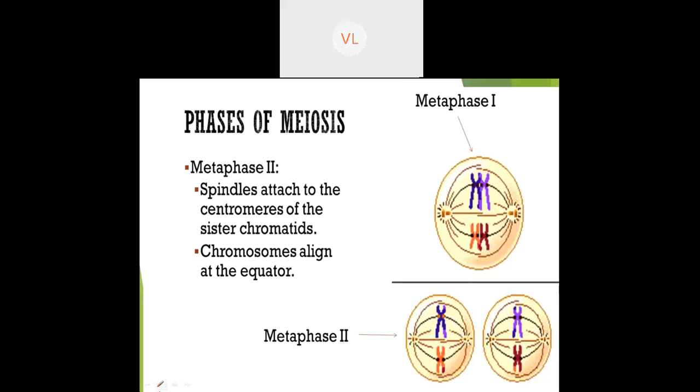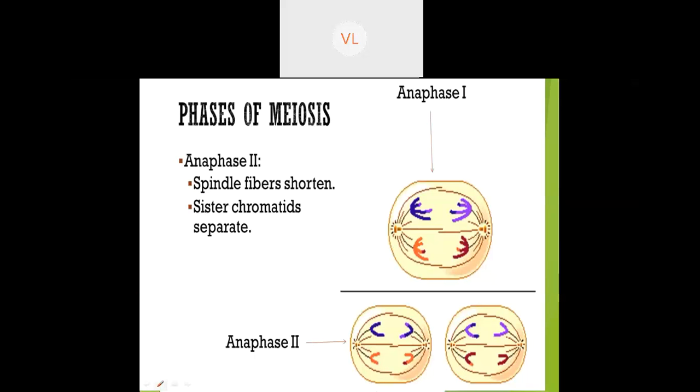Okay, now let's see the next phase. That is Anaphase 2. In Anaphase 2 also, same thing only, the function will be same, except that here there were two pairs of chromosomes, but here only one pair. Same thing will happen. Spindle fibers shorten, and sister chromatids separate. Sister chromatids means these chromosomes or chromatids, again they will get separated.